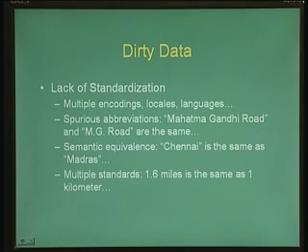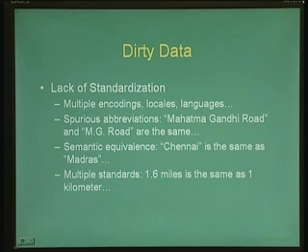The first kind of dirt is what is called lack of standardization. For example, because you have different branches, different reservation centers at different cities, there could be multiple encodings. One of them could be using ASCII based systems, one of them could be using Unicode, one of them could be using EBCDIC or something or the other. So there could be multiple encodings, multiple locales, multiple languages in which data is represented, and you should be able to map onto a standard encoding or language or whatever.